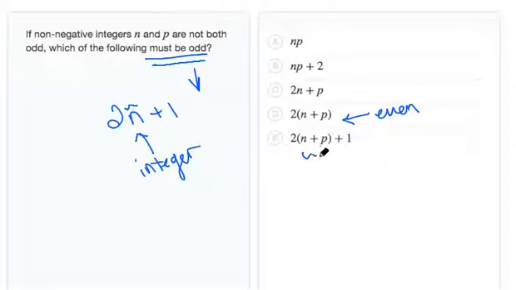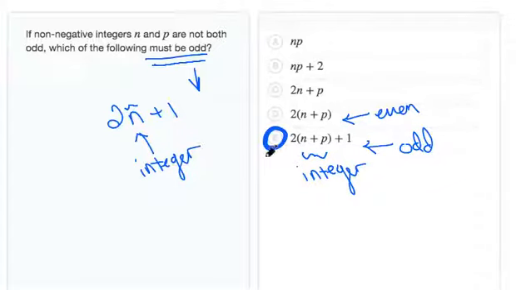If n plus p ends up being an integer, then we have the structure for a number that is odd: 2 times an integer plus 1. So n plus p, if that's an integer, and we're told that each of them are non-negative integers, so the sum of them must be an integer, that means this structure is always going to give us an odd number, no matter what n and p are. That means we don't actually have to choose numbers for n or p. We already know our answer choice. This answer choice E must be odd, regardless of what n and p are.